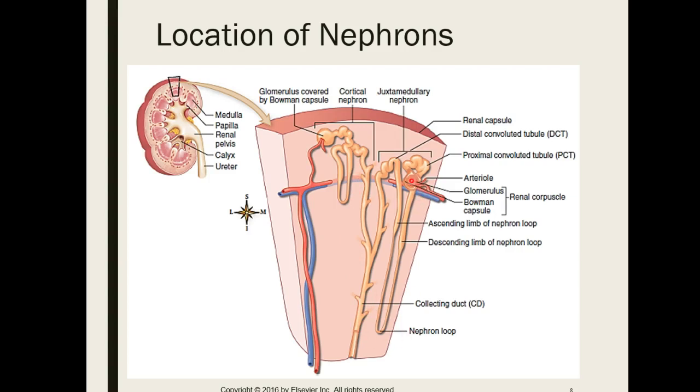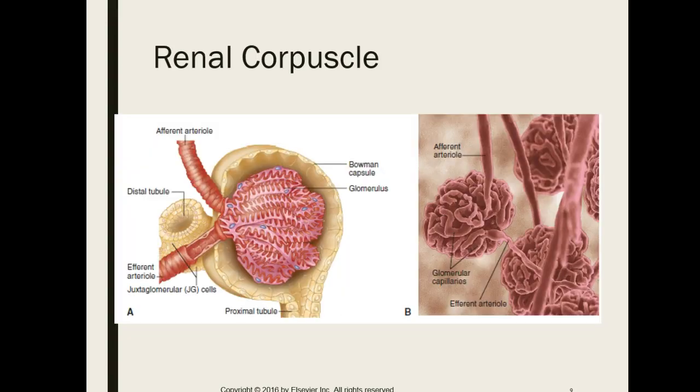You can see it on this one. So here's the renal corpuscle, proximal convoluted tubule, nephron loop, distal convoluted tubule, and then the collecting duct down here. And this gives us a closer look at the renal corpuscle. Here you can see the glomerulus, and then surrounding it is the Bowman capsule.